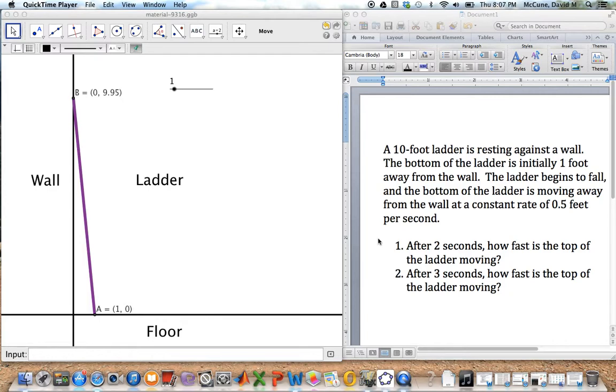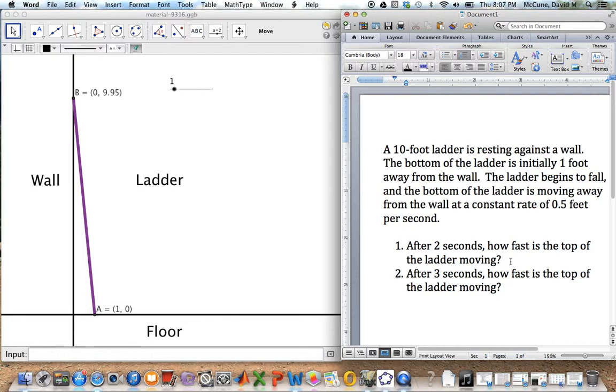Okay. So to answer question 1, I don't use GeoGebra. We just do the calculus, we do the algebra, and just for the sake of argument, let's say that we get an answer of -3 feet per second. And if you're worried about the negative sign, that is correct. The top of the ladder is falling.